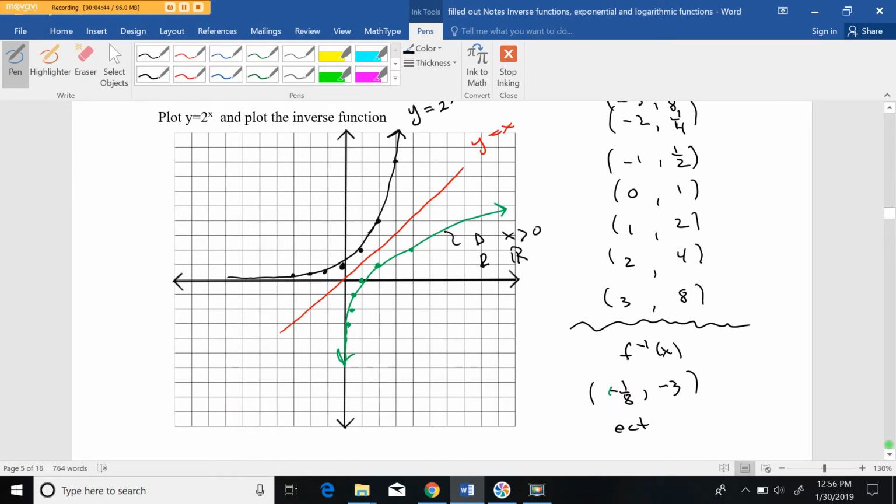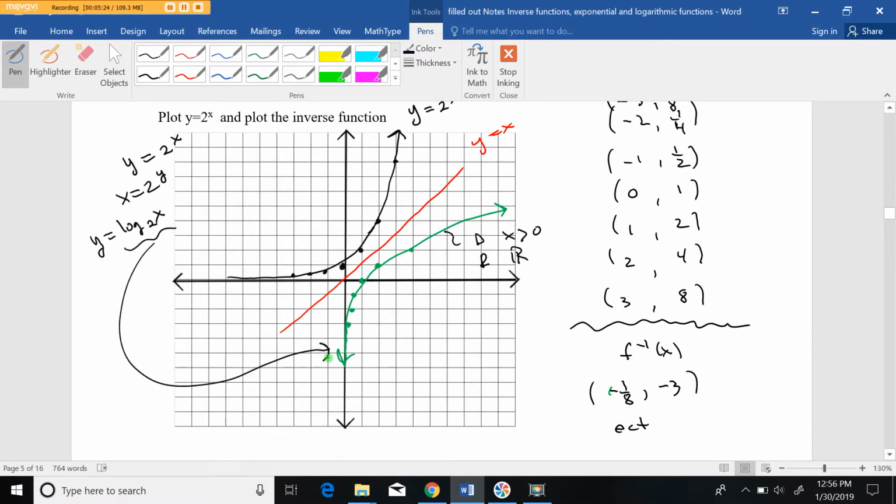So let's talk about the inverse of y equals 2 to the x, and how we would find it. Remember how we find inverses: we switch the x and y values. So we get x equals 2 to the y. The solution of this equation is what's referred to as a logarithmic function. The solution is y equals log base 2 of x. And this is this function right here.